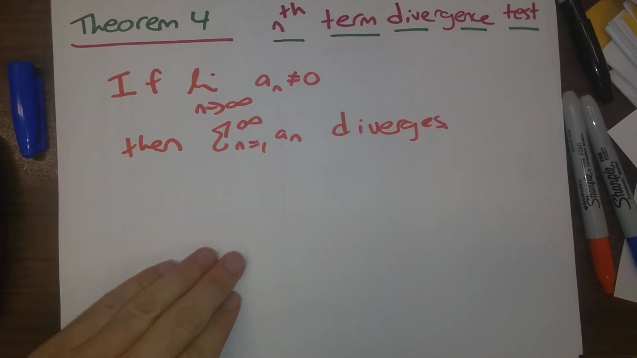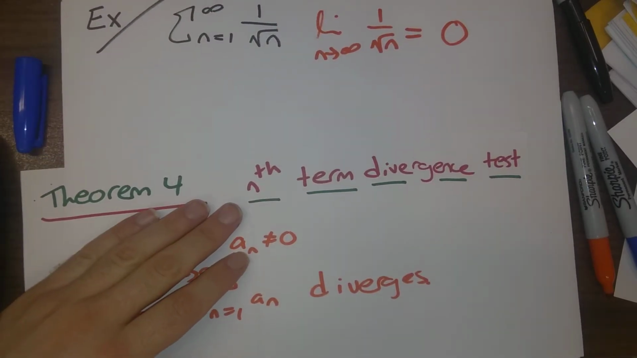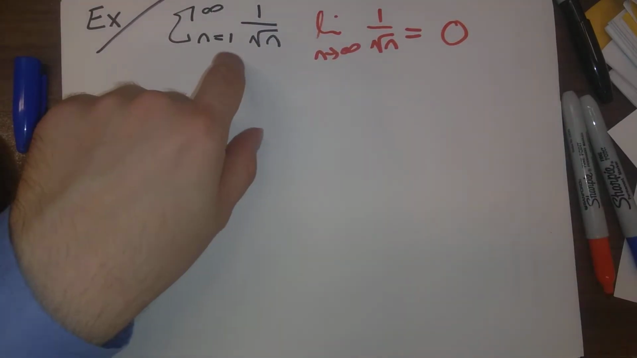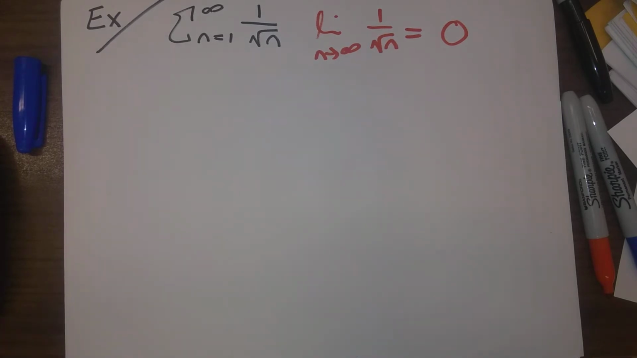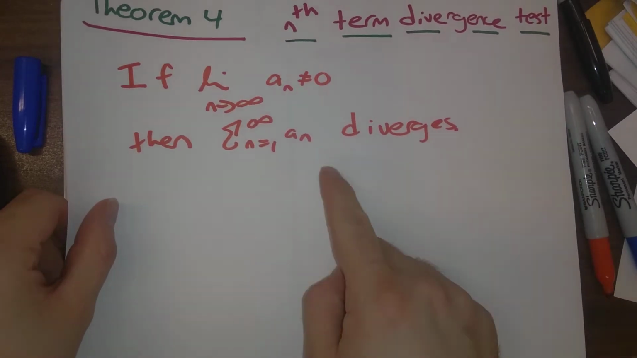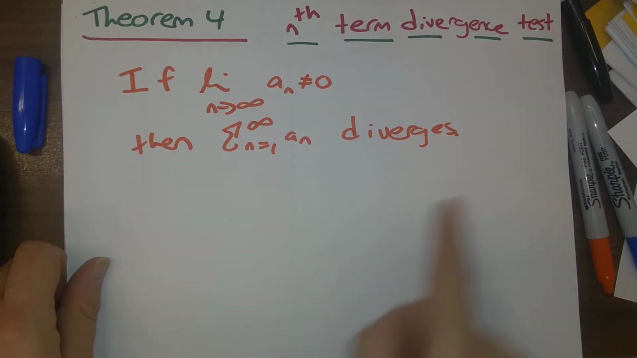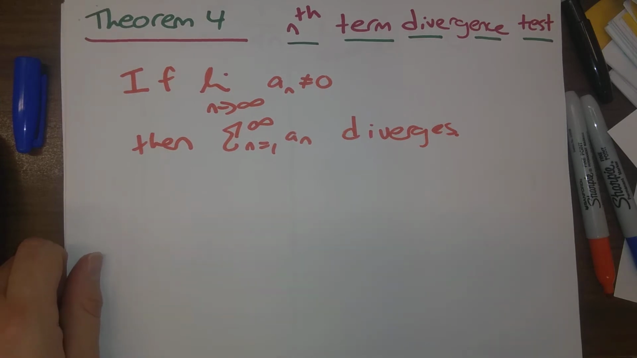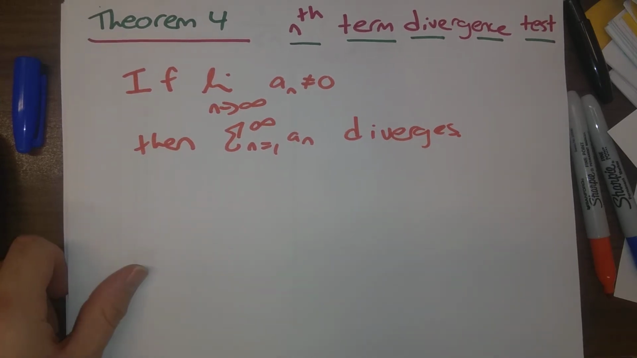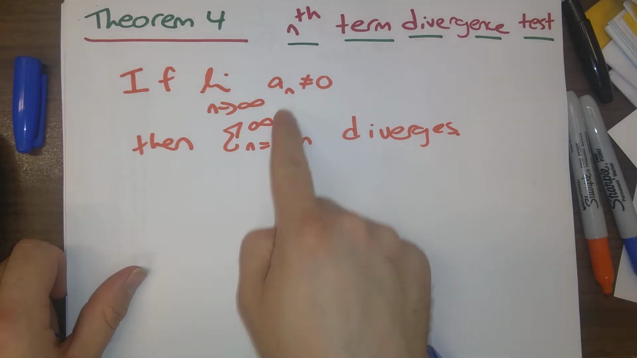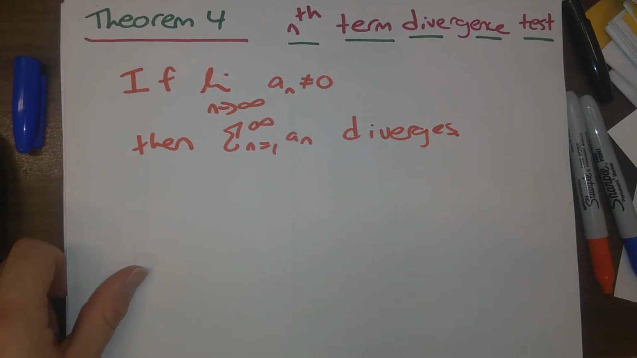It might be tempting to look at this, see that we do get 0, and conclude that the series does converge. However, that's not applying this theorem in the right direction. This just says that if the limit of the individual terms is not 0, then this overall series diverges. It does not say that if the limit here is 0, then the series does converge.